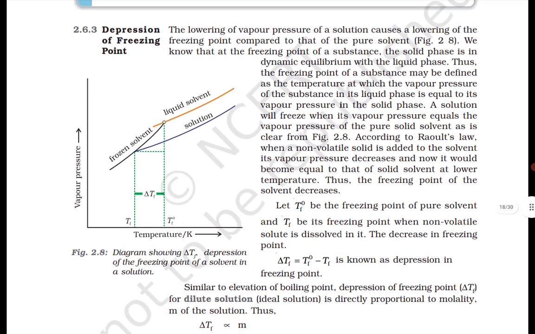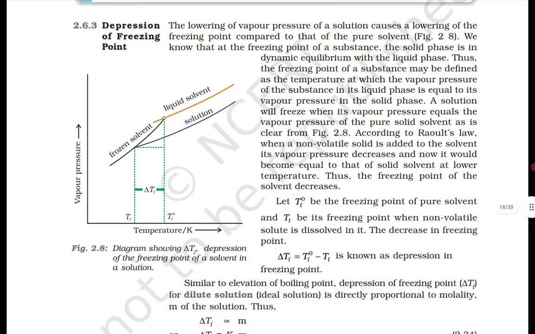2.6.3 Depression of freezing point. The lowering of the vapor pressure of a solution causes a lowering of the freezing point compared to that of the pure solvent, figure 2.8. We know that at the freezing point of the substance, the solid phase is in dynamic equilibrium with the liquid phase. Thus, the freezing point of a substance may be defined as the temperature at which the vapor pressure of the substance in its liquid phase is equal to the vapor pressure in its solid phase.